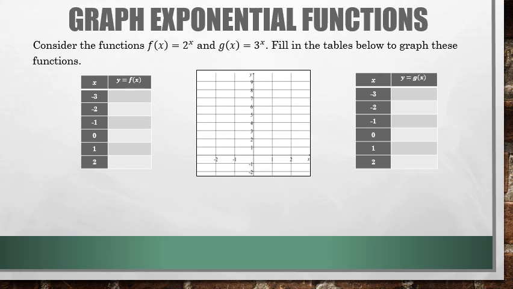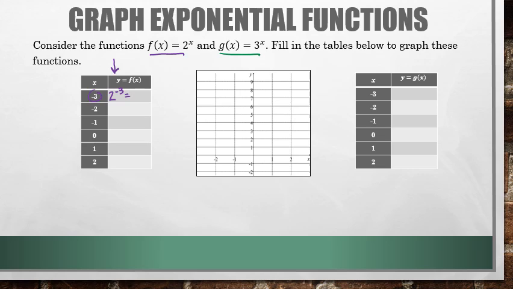Let's look at how these functions look graphed. Consider the functions f of x equals 2 to the x and g of x equals 3 to the x. Fill in the tables below to graph these functions. So for figuring out f of x equals 2 to the x, this first would be 2 to the negative 3 when you plug in x is negative 3.